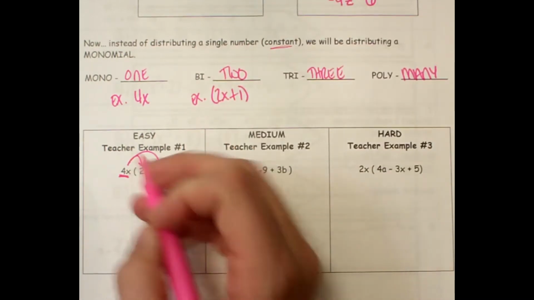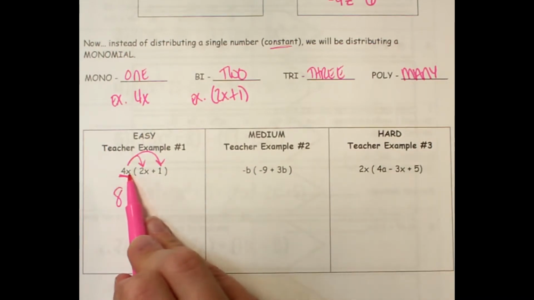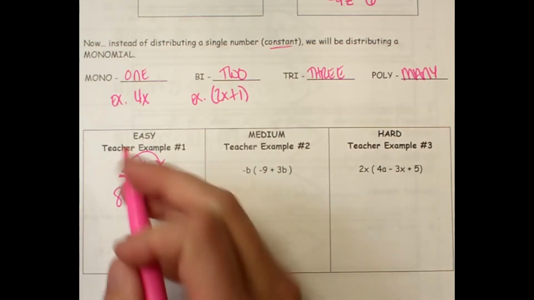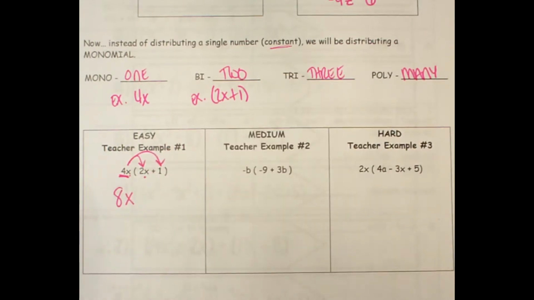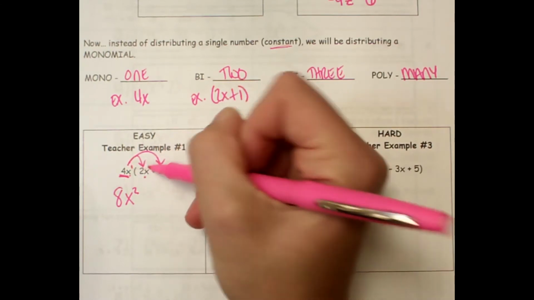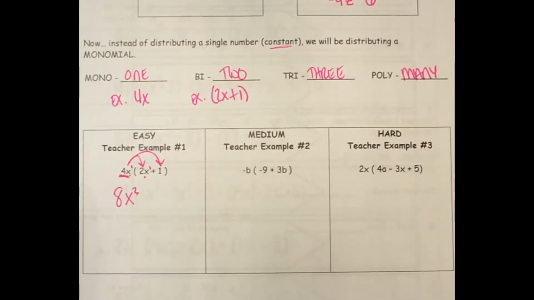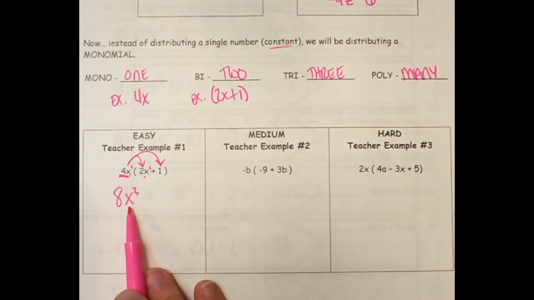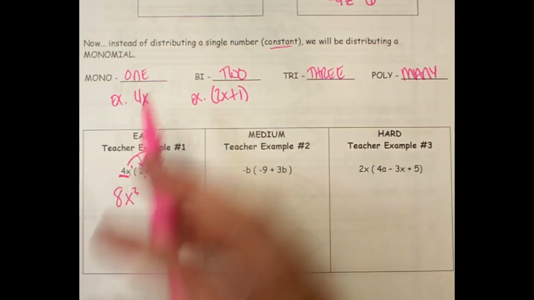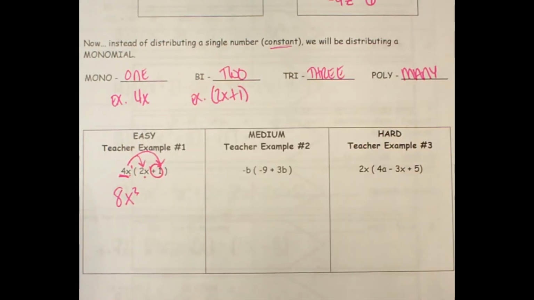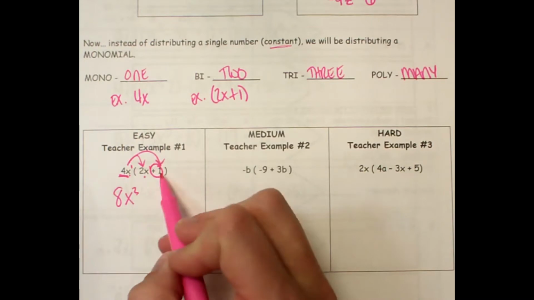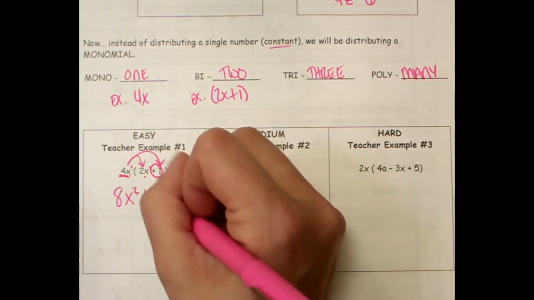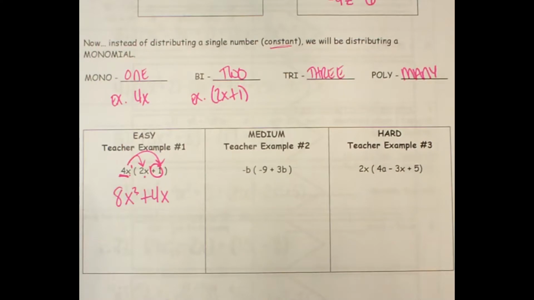So 4 times 2 is 8. Now you have the x times the x. So x times x means you have 2 of them. So it's going to be an x squared. Okay, so what you do if you have your exponents, 1 plus 1 means that now you have 2 of them. And we'll get more into exponents next week. Just keep in mind now, when you have 2 of them, that means you have it squared. So then we do the 4 times the positive 1. So 4 times 1 is a positive 4, and you keep your variable, 4x.